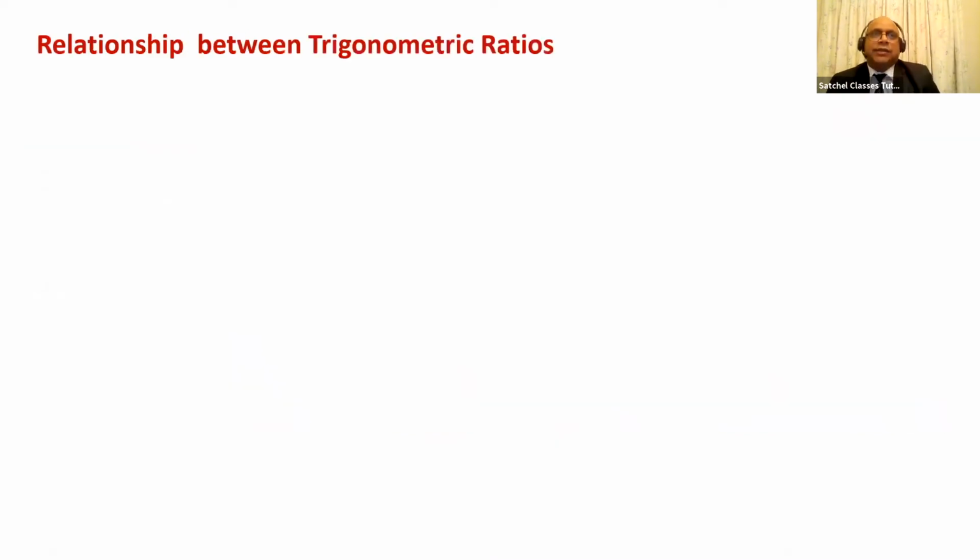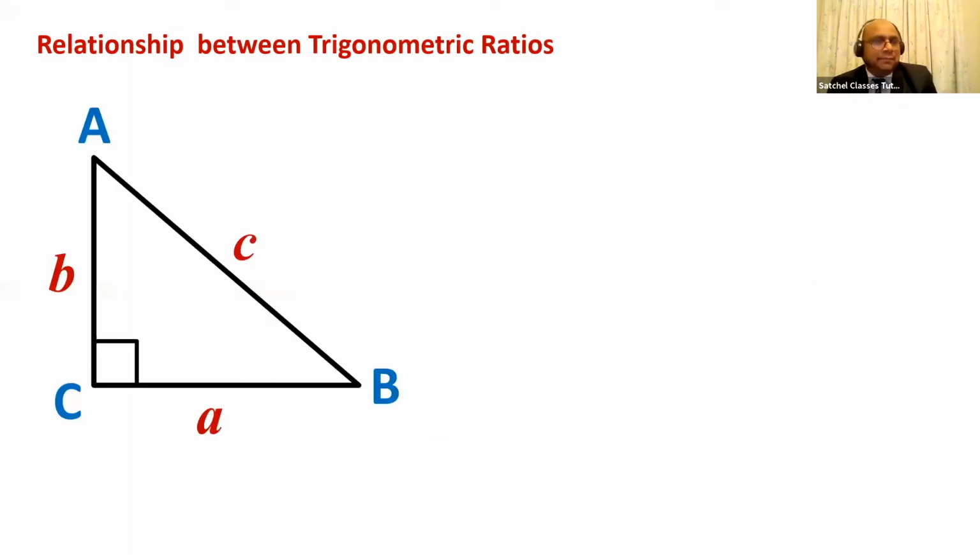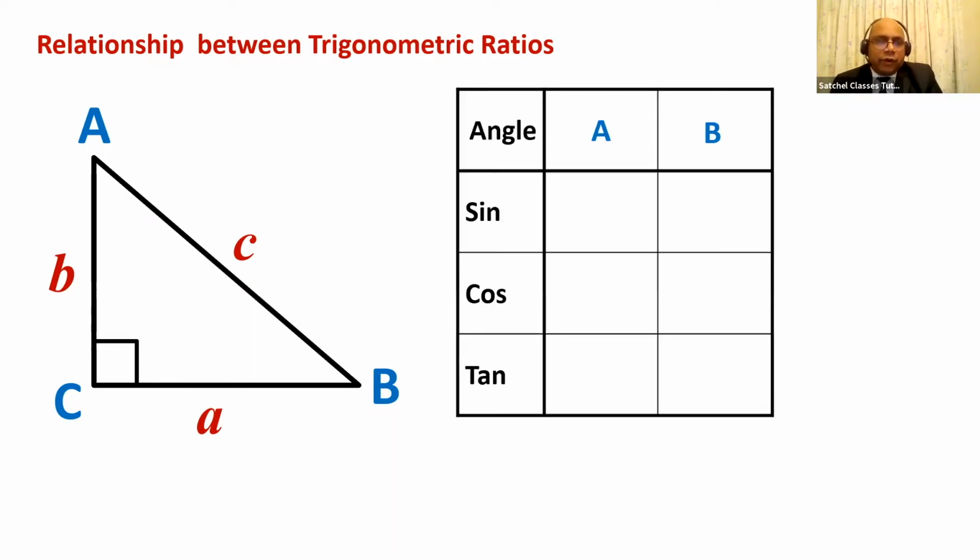Now let us try and understand the relationships between trigonometric ratios. For that, let's bring this triangle back again. So we have sides a, b, c and angles A, B, C. The angles are in capital letters, and the side opposite to each angle is the corresponding letter in small. Now, we already have found out the sine, cos, and tan for each of these angles, right? Here are the fractions. Now let's try and derive some relationship between these trigonometric ratios.